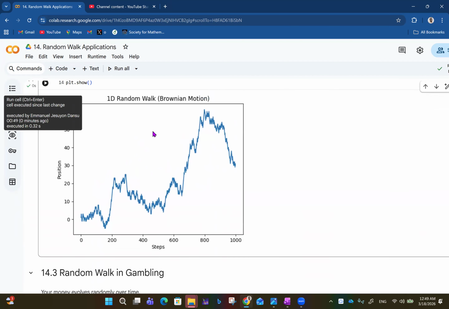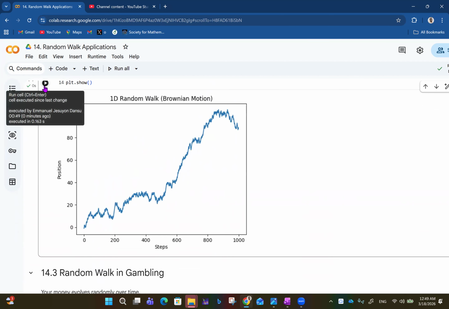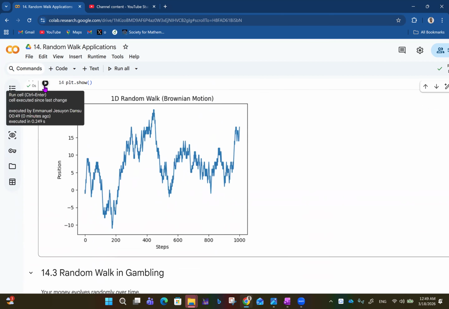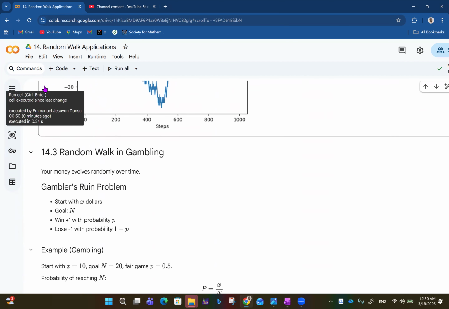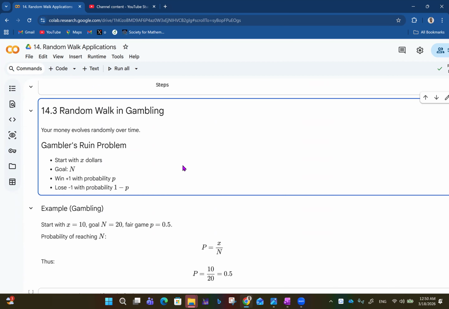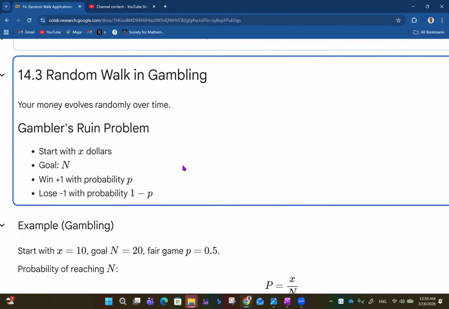Okay, so as I keep running, it keeps shifting shape, and that is the idea of Brownian motion. That's what's happening in a chemical reaction or in heat transfer. Then we talk about random walk in gambling. So, application of random walk in gambling: your money evolves randomly over time.